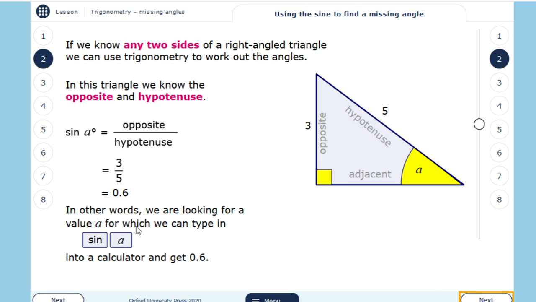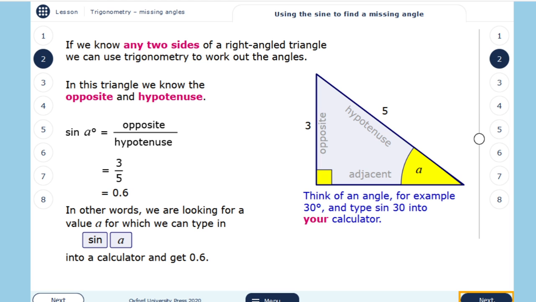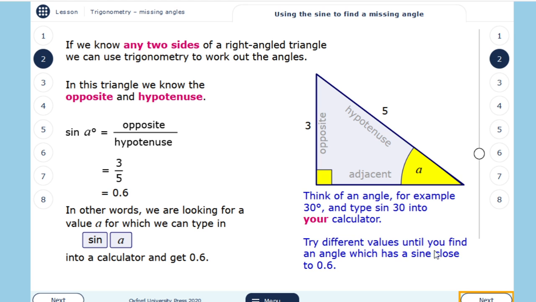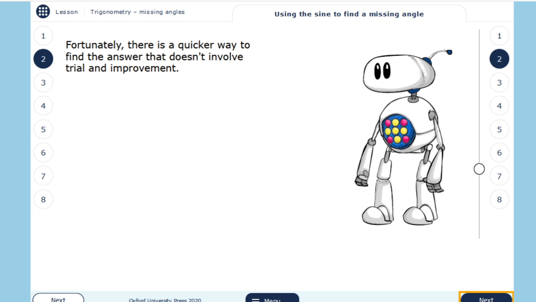Now, in other words, we are looking for a value A for which we can type in sine A into a calculator to get 0.6. Think of an angle, for example 30, and type sine 30 into your calculator. Try different values until you find an angle which has a sine close to 0.6.